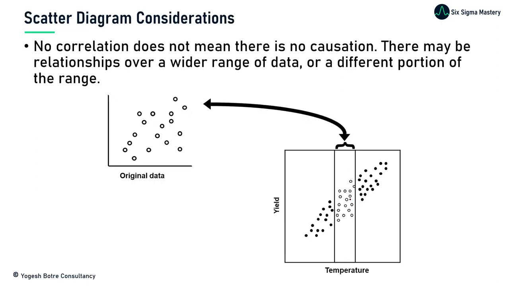Another consideration is we should always consider the entire range of the data, right? It should not be very narrow. Let's say the temperature is varying from 10 to 50, and you are getting data only from a range of, let's say, 15 to 20. So you are not considering the wide range of data. That is one more thing to be taken care of. Try to consider the wide range, the range that you are practically using, and only that data makes sense.